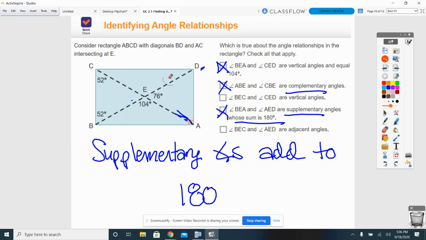And then our last one says BEC and AED. Are they adjacent? Are they right next to each other and share a side? No, those two are vertical angles. So we got the top two and that fourth one down.